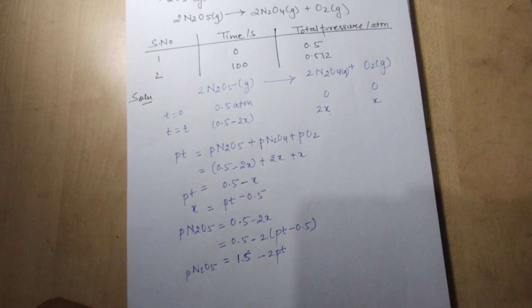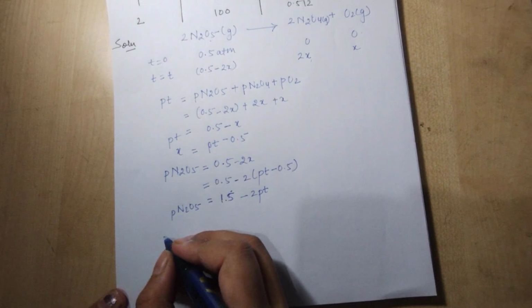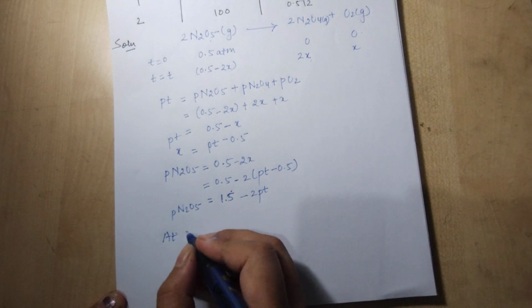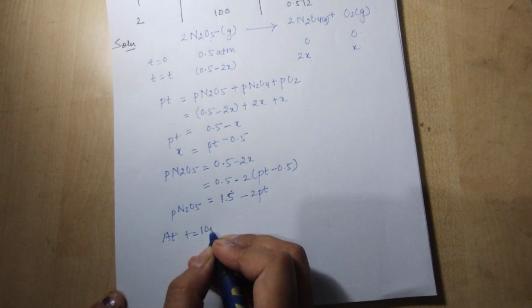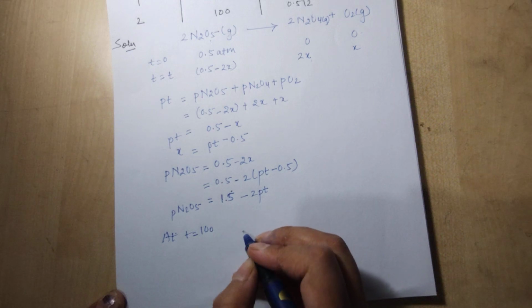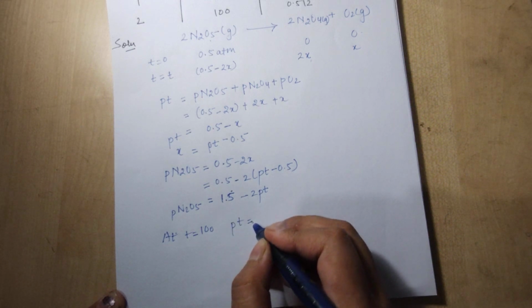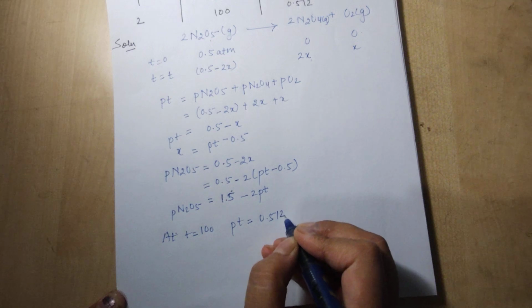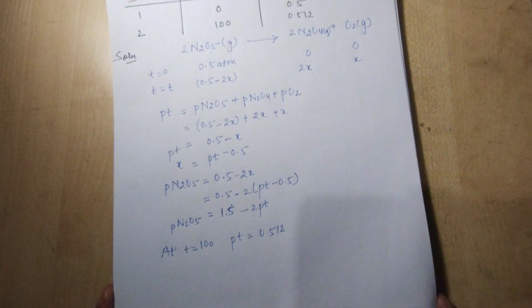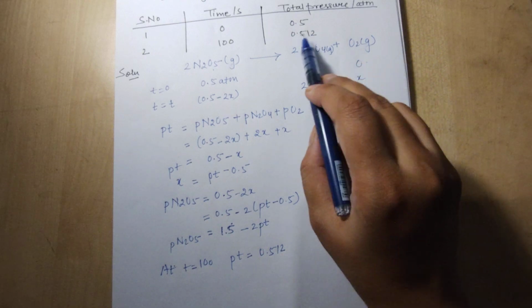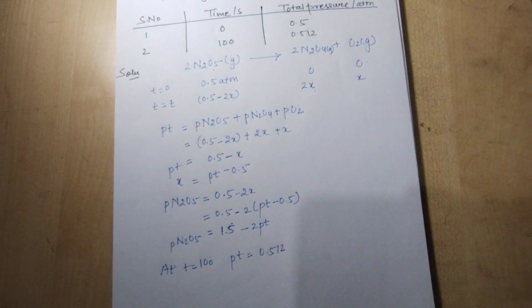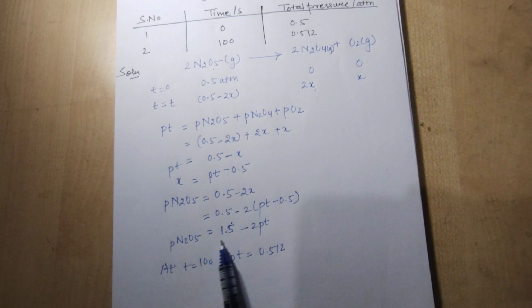Now at time 100 seconds, the total pressure will be 0.512, as it is given here. Now putting this value in the pressure of N2O5, we get the required value.